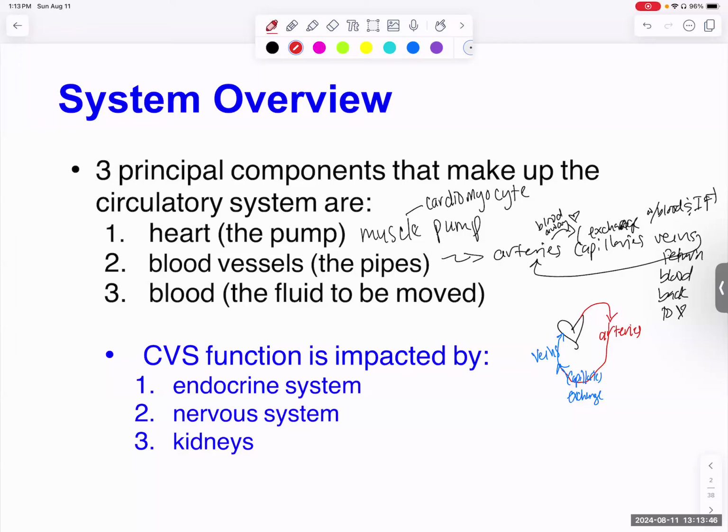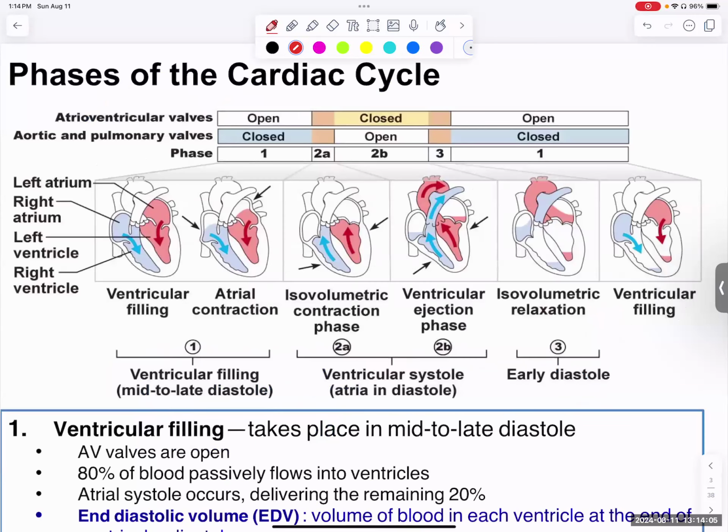Blood, of course, is the transportation system by which things are traveling in this circulatory system. And again, the endocrine system and the nervous system, we'll talk a little bit about that in this lecture. Kidneys, we'll talk a little bit about how they affect blood volume when we get to chapter 14 and again chapter 18. So in part 1, we talked about the cardiac cycle and what is a cardiac cycle?